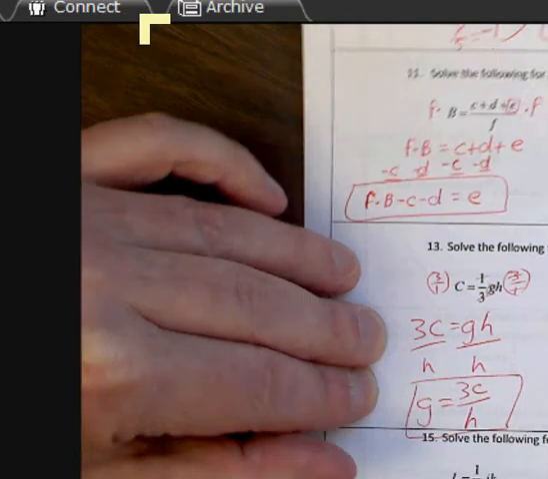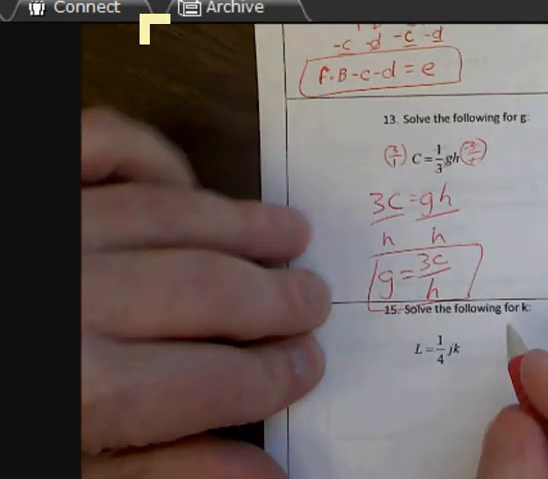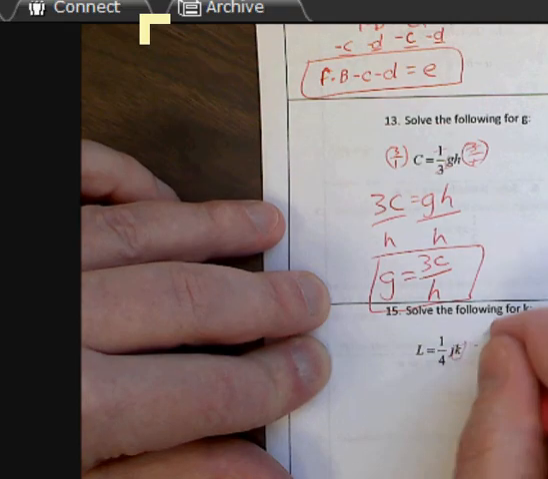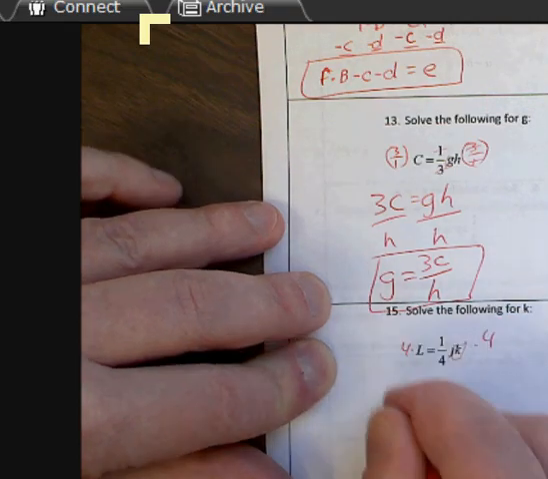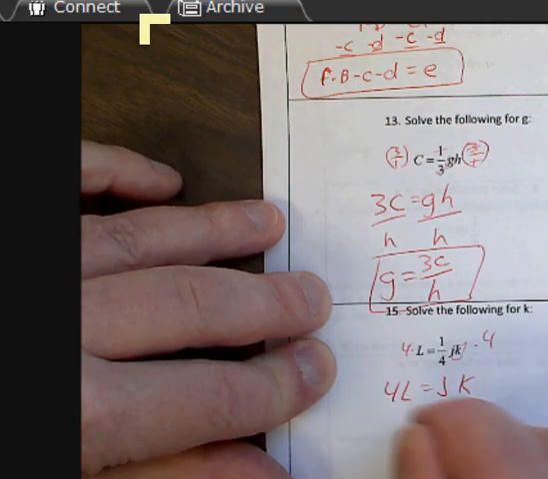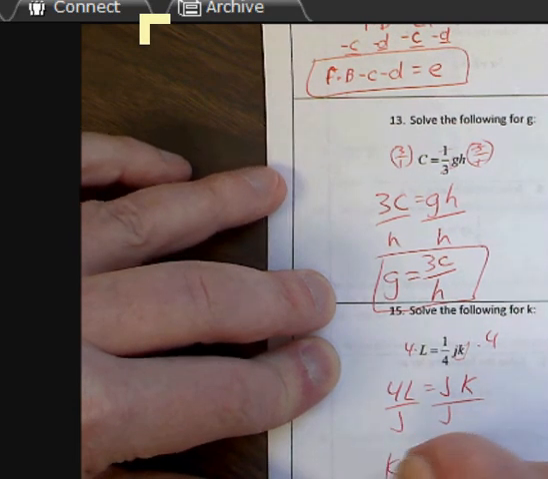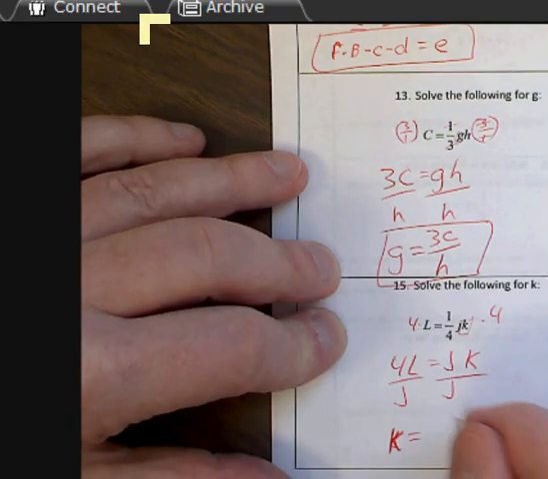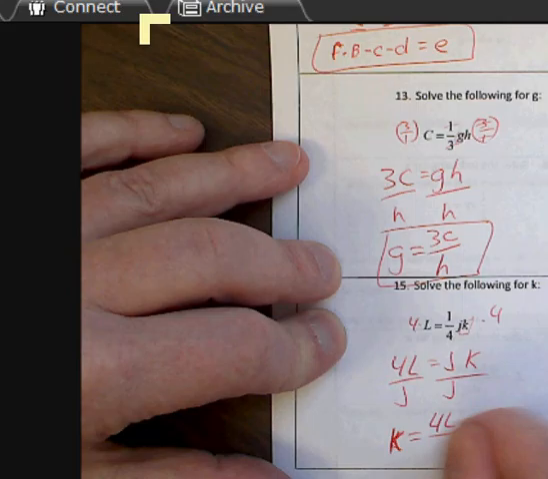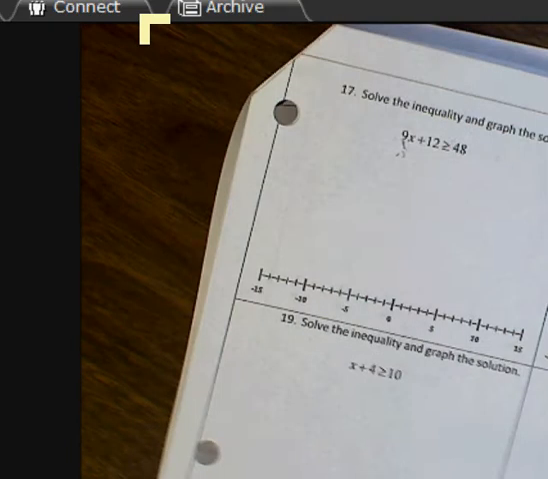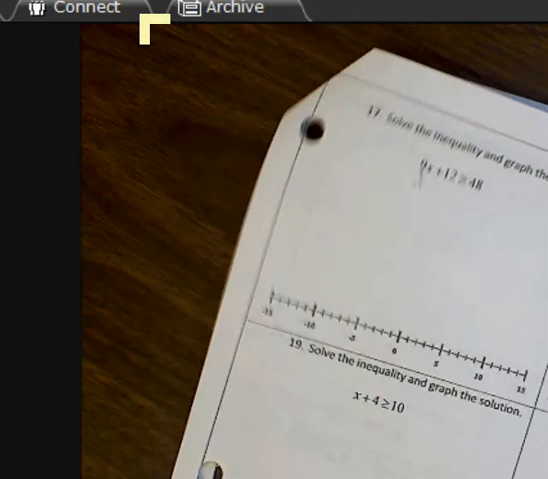Okay? Solve for k. Same type of problem here. I'm going to multiply by 4 on both sides. So I get 4L equals JK. I'm going to divide by J. I'm going to put the K on this side. K equals 4L over J. Okay? That's the first two. Let's keep going.